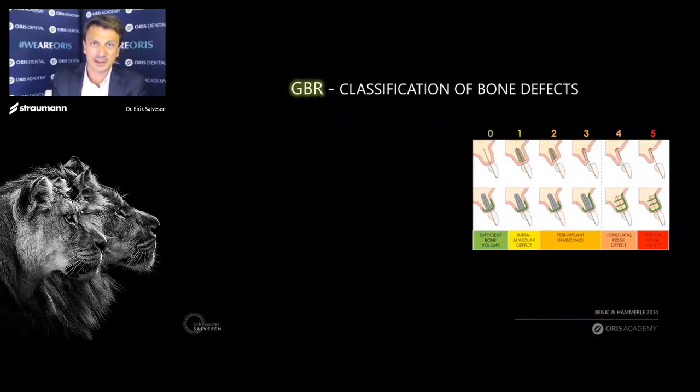And as with infections, defects in itself is not a contradiction to immediate treatment protocols. We just need to know how to apply a technique that predictably resolves these defects. And the classification done by Bennink and Hämmerle back in 2014 is valuable, I think, in the clinic. It goes between 0 and 5, and it goes on different defects.